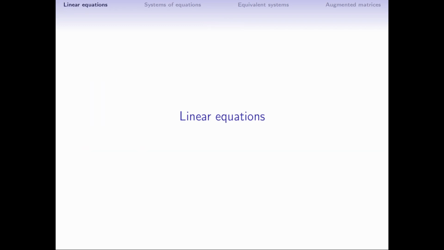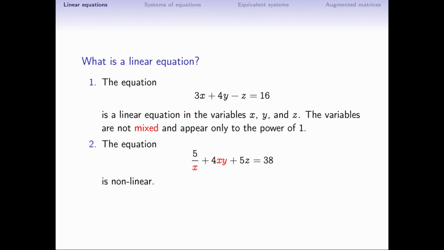Let's begin with linear equations. So what is a linear equation? Before I give you a formal definition, let's look at some examples. The equation 3x plus 4y minus z equals 16 is a linear equation in the variables x, y, and z. Notice that the variables are not mixed and they appear only to the power of 1. The equation 5 over x plus 4xy plus 5z equals 38 is nonlinear.